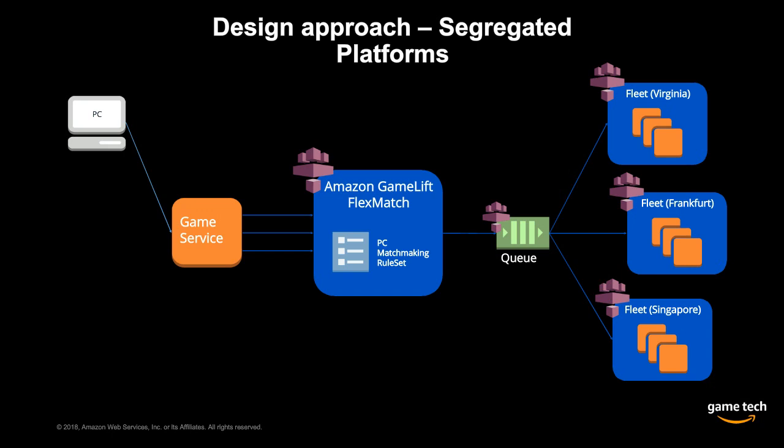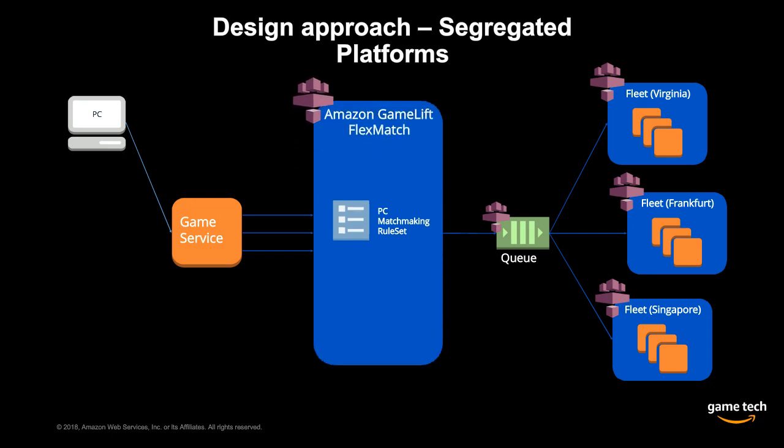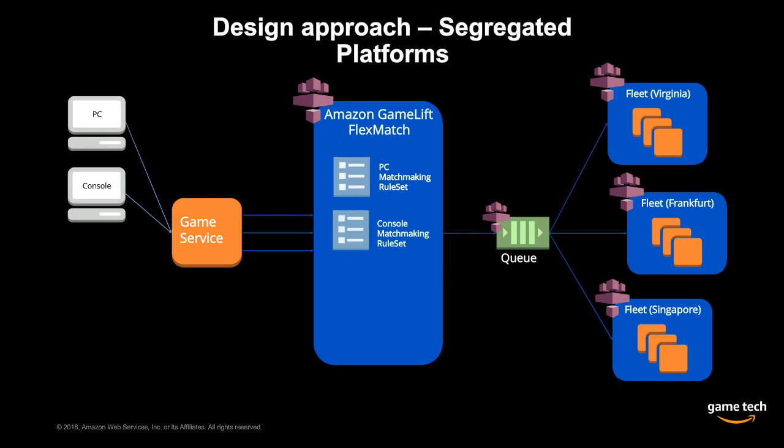So let's add a new platform. Let's add a console. Now we're going to support PC and console for our game. But we don't want them to play each other, and we don't want them to be cross-functional in any way. So we're going to add a completely separate console matchmaking rule set into FlexMatch. We're going to keep our game service as it is, and we're going to keep FlexMatch. All of this infrastructure is all the same. But we're just going to only match console to console and PC to PC, and only provision games that are going to run on one individual platform.